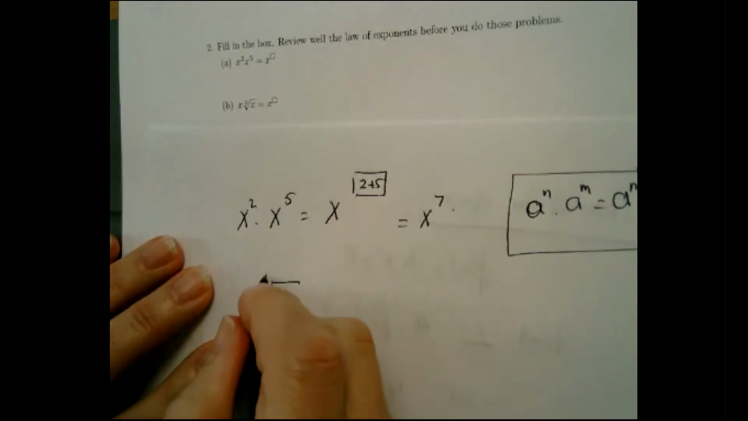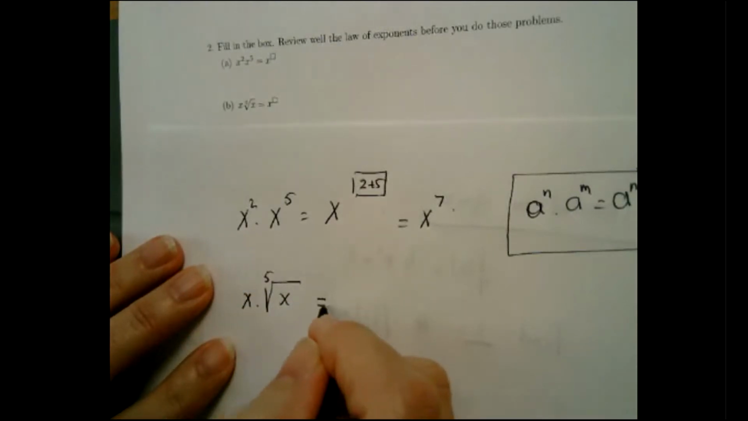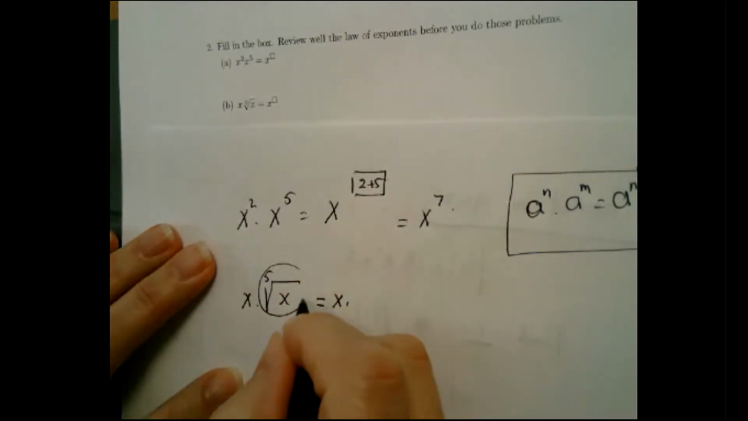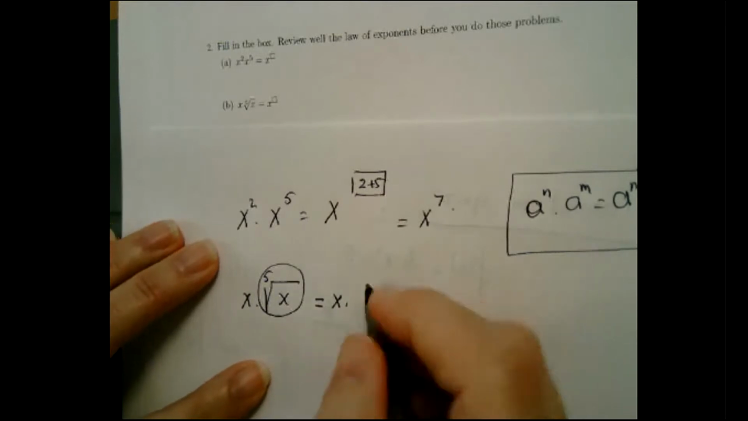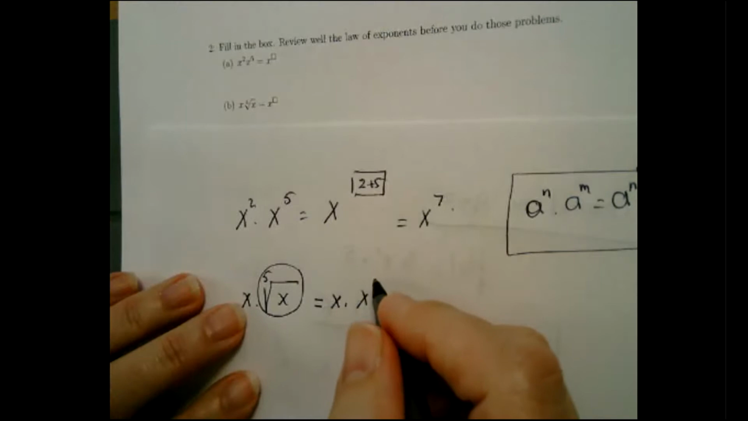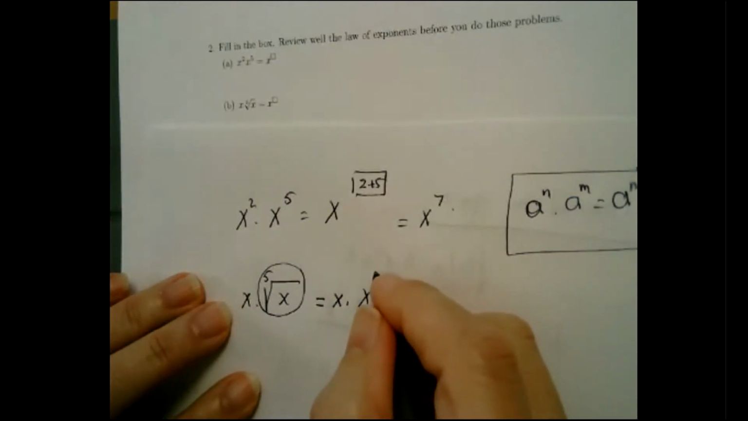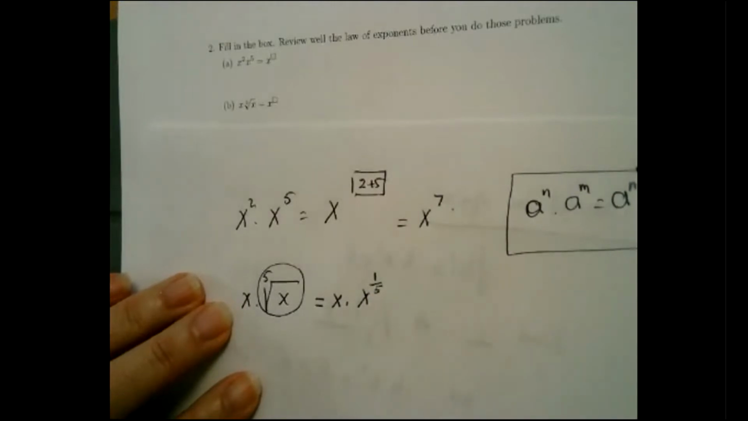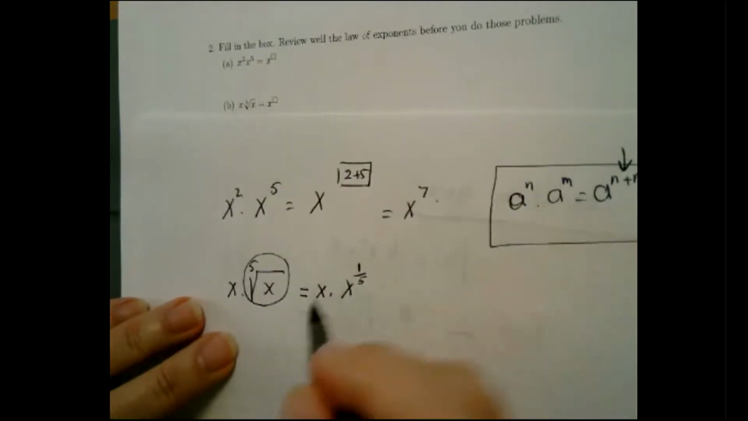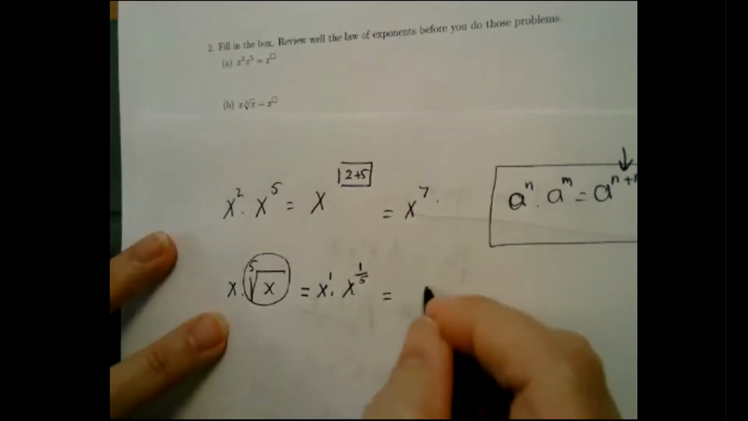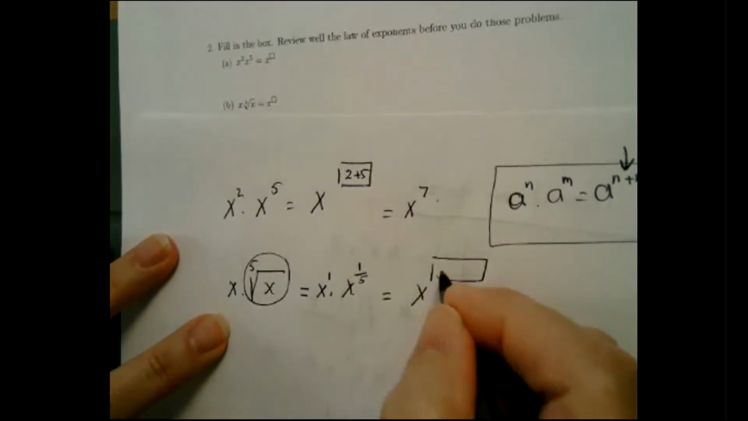And y times the 5th root of x. This is x times the 5th root. It's x to which power? Quickly. Which power? 1 over 5. Now I have the same rule. The base is x. This is raised to the power 1. This is raised to the power 1/5. I add my power.